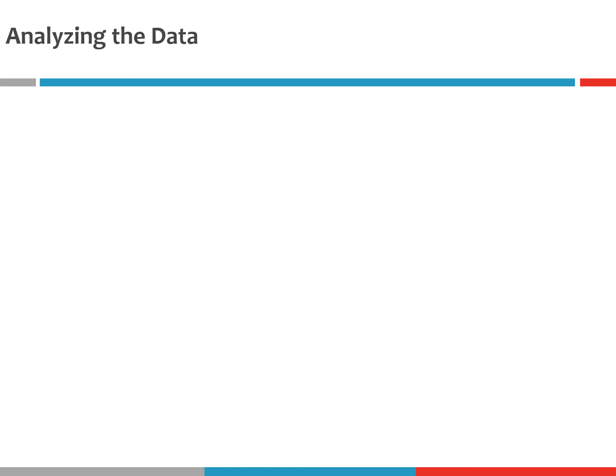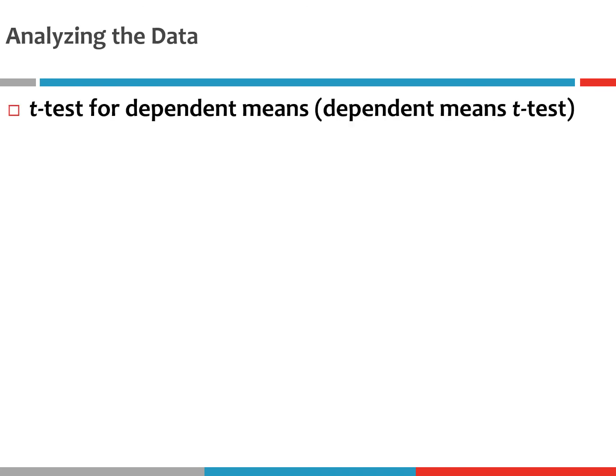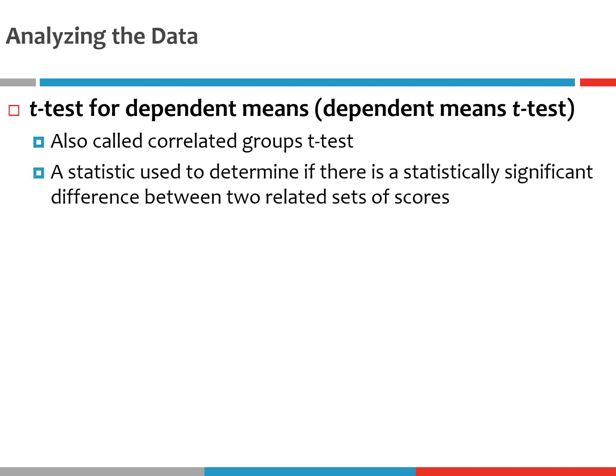Once we have our participants, we're going to analyze our data. If you have 2 groups, so if you have a pre-test and a post-test, you're going to use a t-test for dependent means, sometimes called a correlated groups t-test. This tells me if the 2 groups are statistically different. That means, are they different due to the intervention, whatever independent variable you're using? Is that causing a difference, or is the difference due to chance? That's why you want a t-test for dependent means.